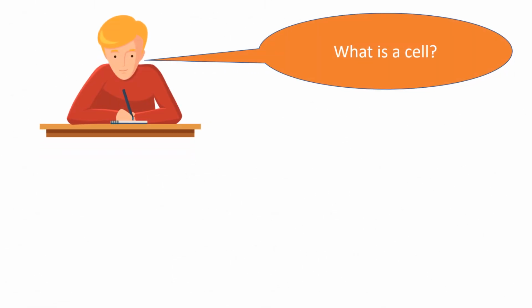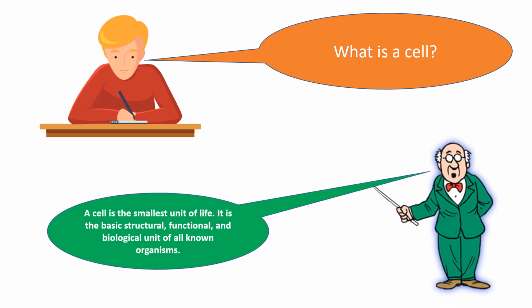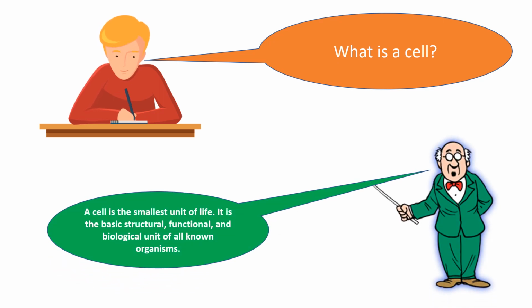What is a cell? A cell is the smallest unit of life. It is the basic structural, functional, and biological unit of all known organisms. Now think of this as a house. If the house is an organism, then the bricks that make up the house would be the cells. So cells are basically the building blocks of a living organism.